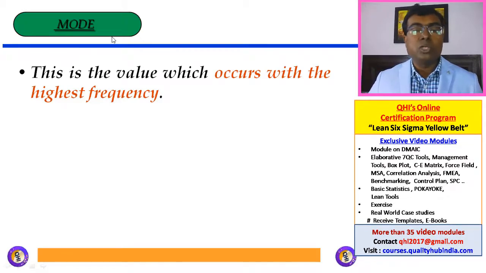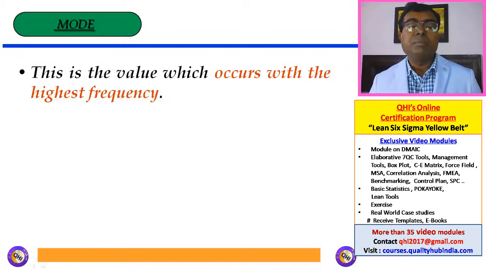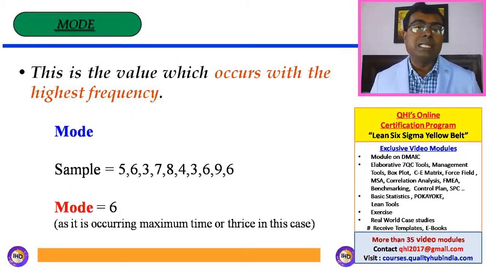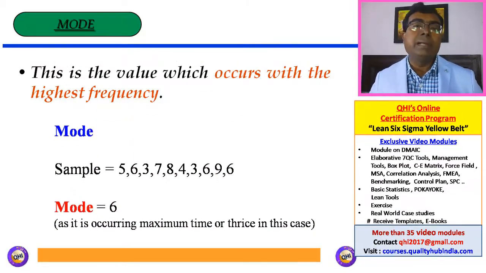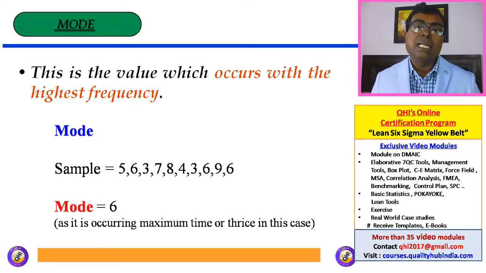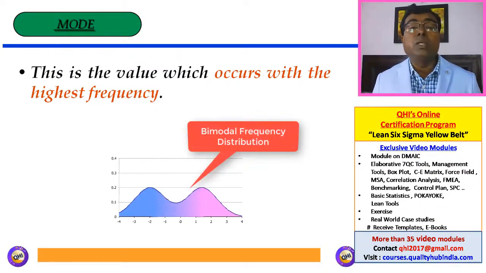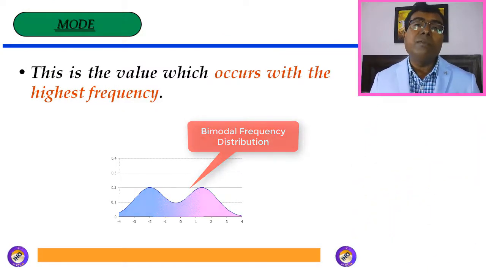So calculating mode is also very simple, friend. This is the value which occurs with the highest frequency. That means in the data set, whichever numbers are occurring most of the time, with highest frequency, with highest occurrence, that is our mode. And in many cases, it is quite possible that you might have multiple modes.